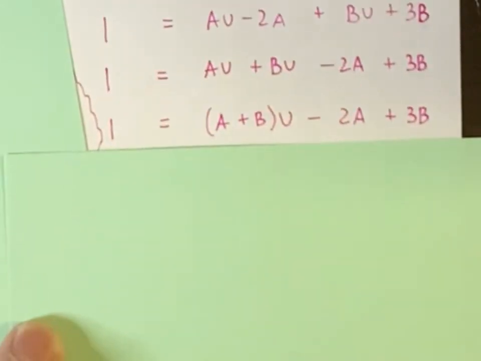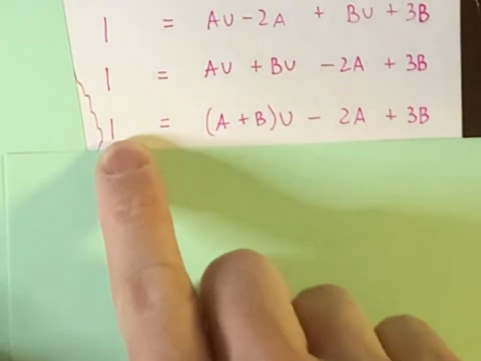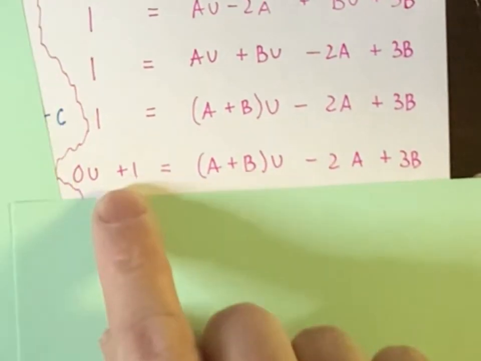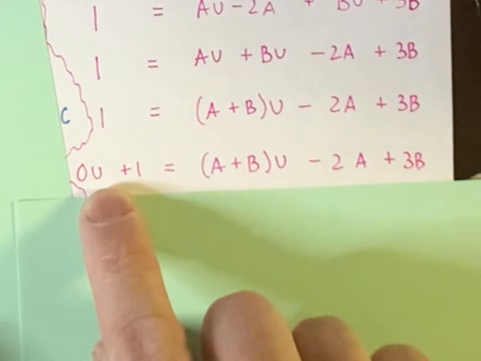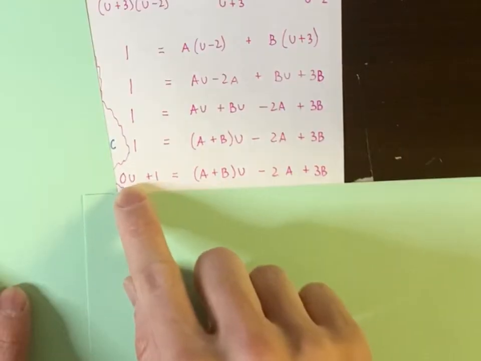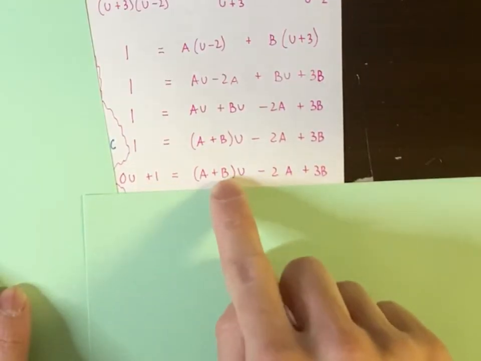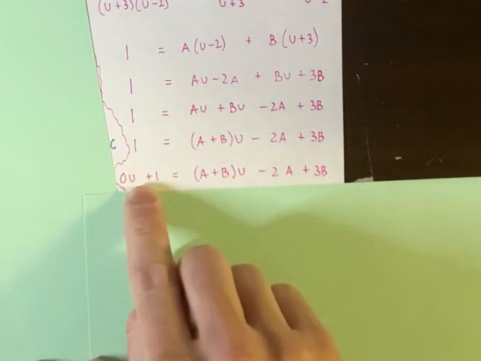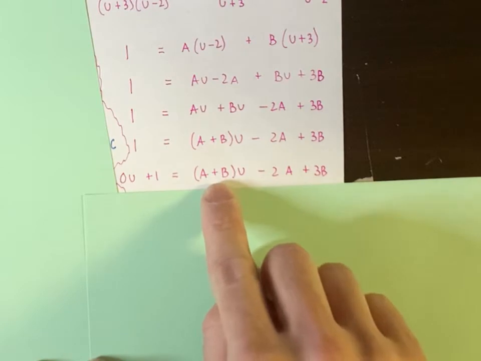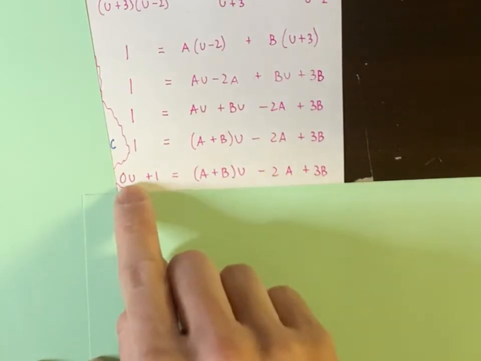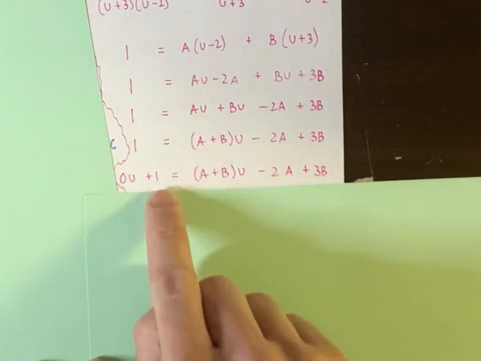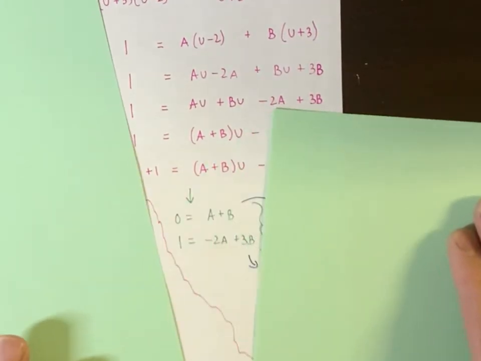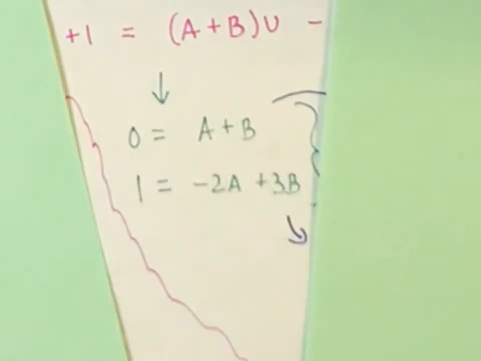And now what we can do is on this side, instead of 1, we can write 1 in a different way, a 0u plus 1. You see that? We can just insert a 0u so that it matches with something u. And then we compare left with right. And so 0 is the coefficient of u, and this is the coefficient of u. So 0 has to equal that, and then 1 has to equal that. And that gives us this system of equations here. You see that in green? We have a little system of equations.